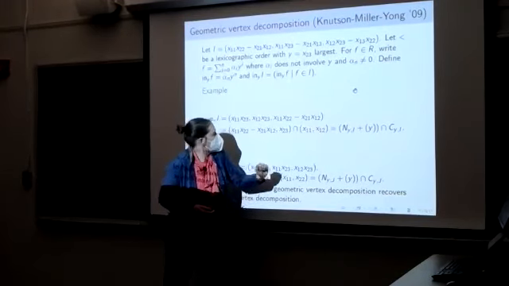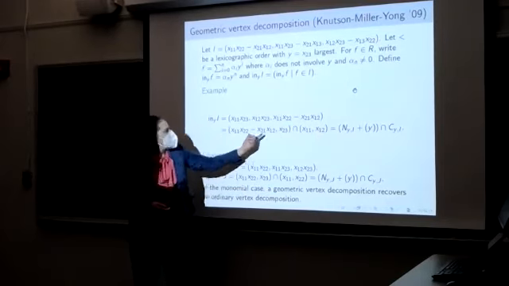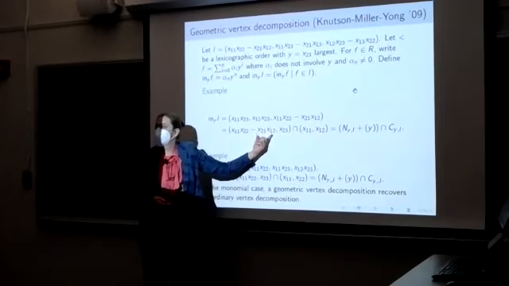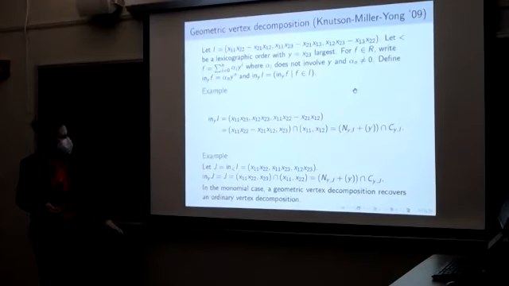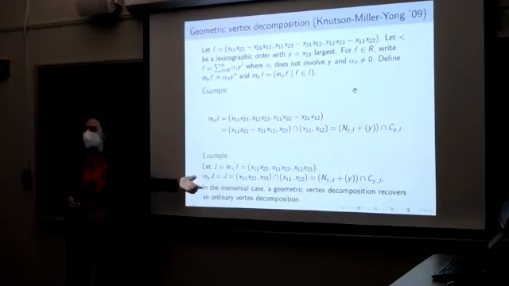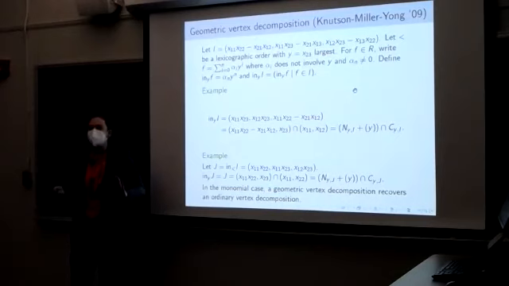So we end with this stuff over here, which is the ideal of the link, and this stuff over here, which is the ideal playing the role of the deletion. Okay, so in the monomial case, geometric vertex decomposition and vertex decomposition agree.